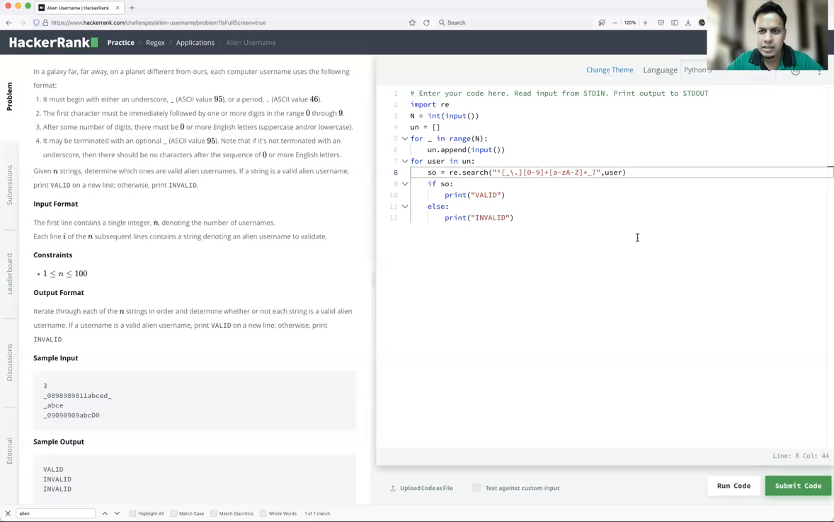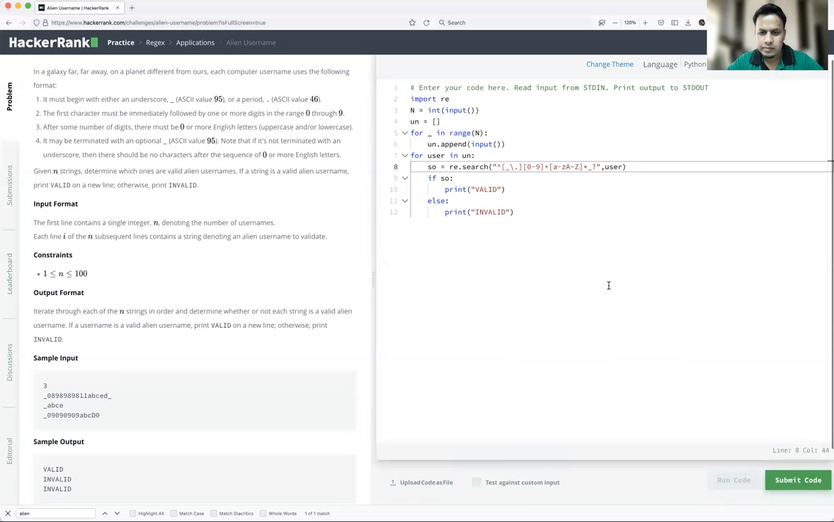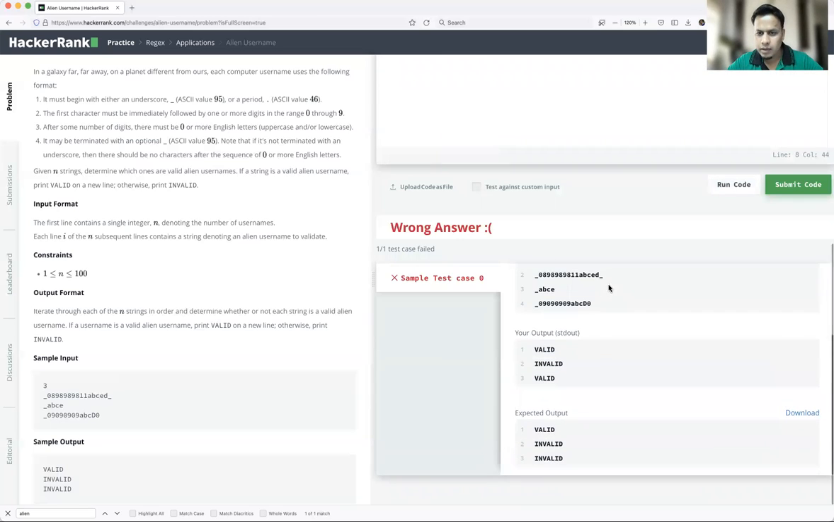So let's run the test case. Assume that your pattern is ready and you are going to test it. Let's run and see what is happening. We are getting valid, invalid, valid. And what are they expecting? Valid, invalid, invalid. The first case is fine, the second case is also fine, but the third case is valid when we have to get invalid. Why should the third case be invalid?